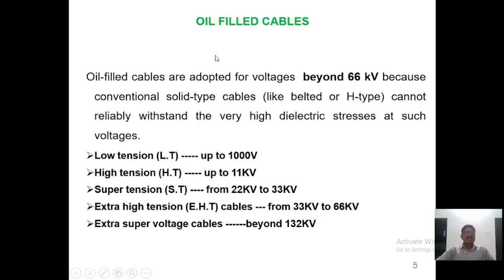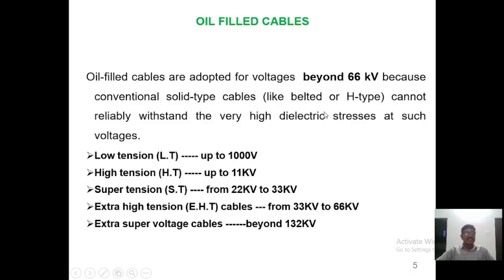The next one is the oil-filled cable. Oil-filled cables are adapted for voltages beyond 66 kV. Natural cooling is not suitable above 66 kV, because conventional solid type cables like belted or H type cannot be reliable to withstand the very high electric stress at such voltages.